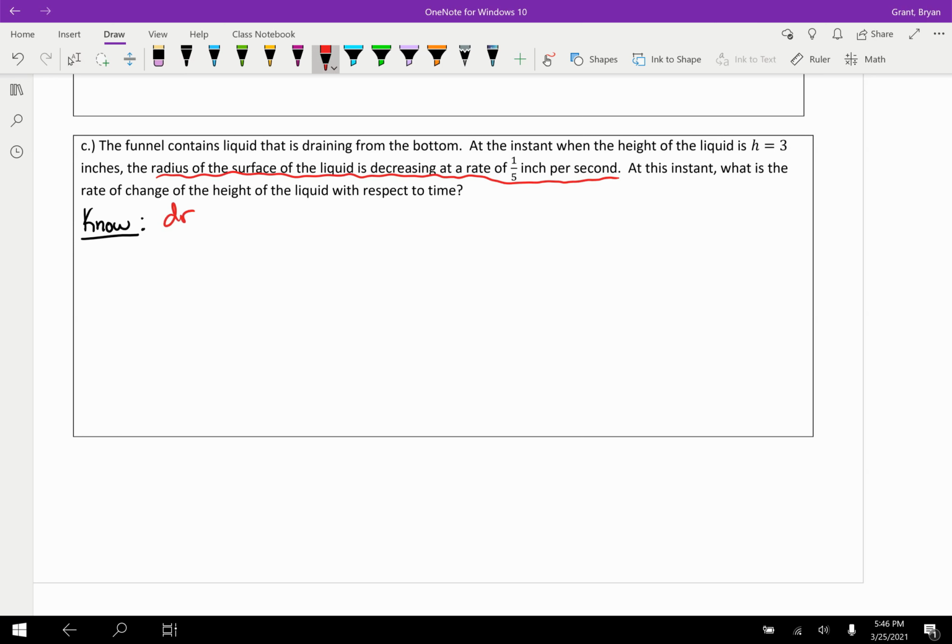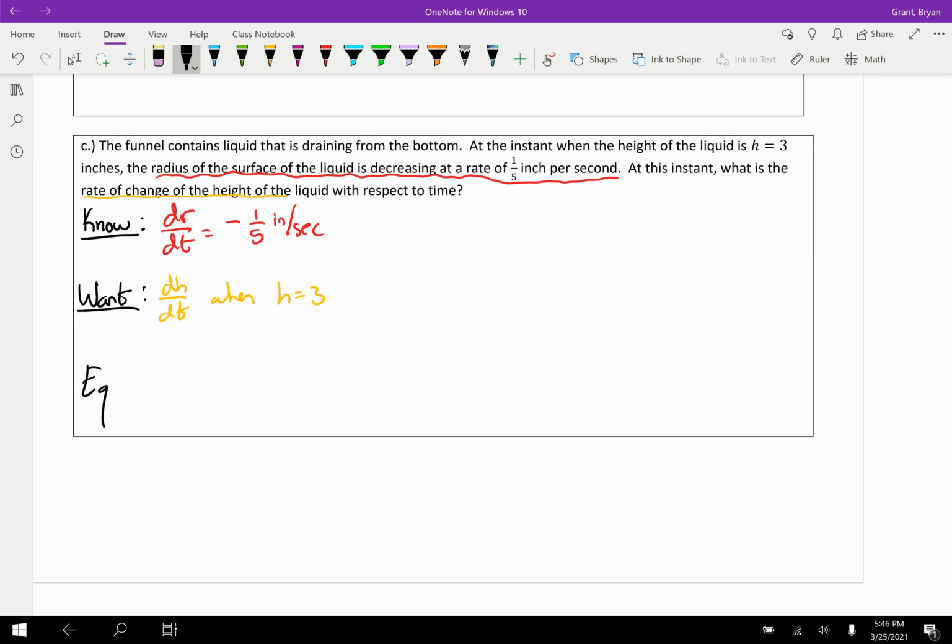Radius, we know dr/dt is decreasing at 1/5 inches per second. All right, what rate do we want to find? That's the whole point with related rates. We relate them to each other to find a rate. At this instant, what is the rate of change of the height of the liquid? So we want dh/dt when what happens? When the height is 3. So when h is 3.